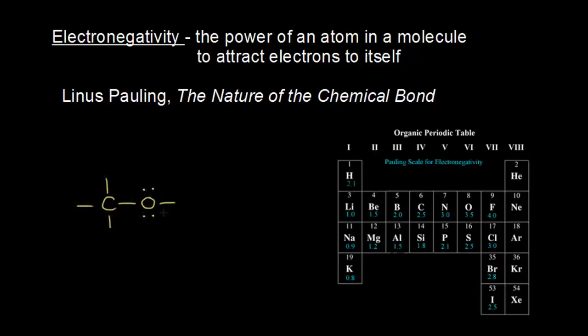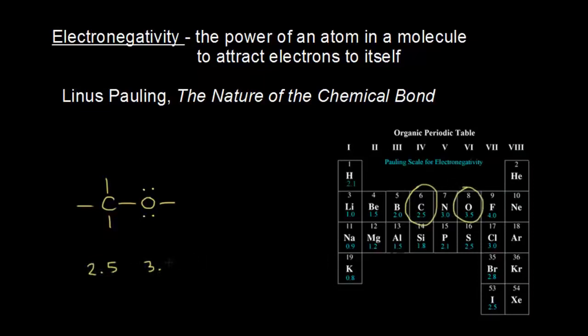To do that, I need to look over here on the right at the organic periodic table, which shows the elements most commonly used in organic chemistry. And then in blue, it gives us the Pauling scale for electronegativity. Linus Pauling actually calculated electronegativity values for the elements and put them into the table, and that allows us to compare different elements in terms of their electronegativities. For example, we are concerned with carbon, which has an electronegativity value of 2.5, and we're going to compare that to oxygen, which has an electronegativity value of 3.5.